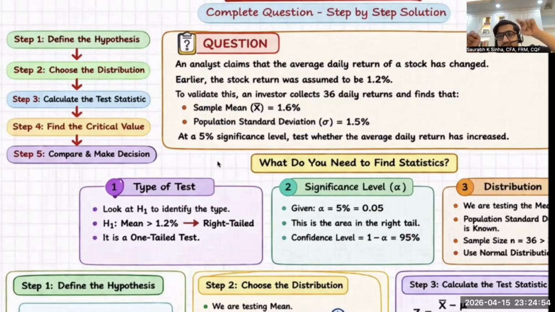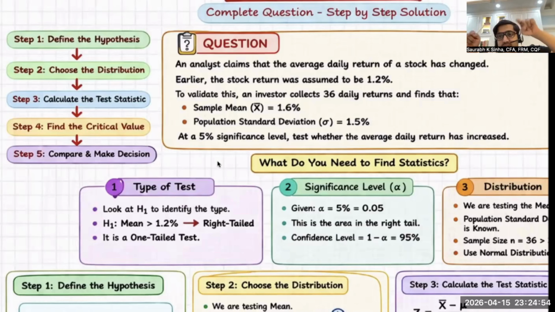Currently, we have to use normal distribution or t distribution because we are testing the mean return. What are we testing? Average daily return. What is average? The mean daily return. And that's why you calculated the mean. So you're actually comparing the population mean and the sample mean, so you have to use either normal distribution or t distribution.